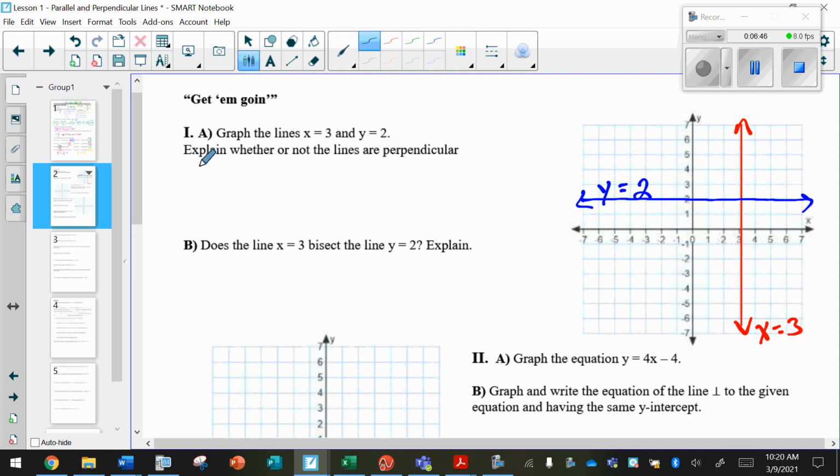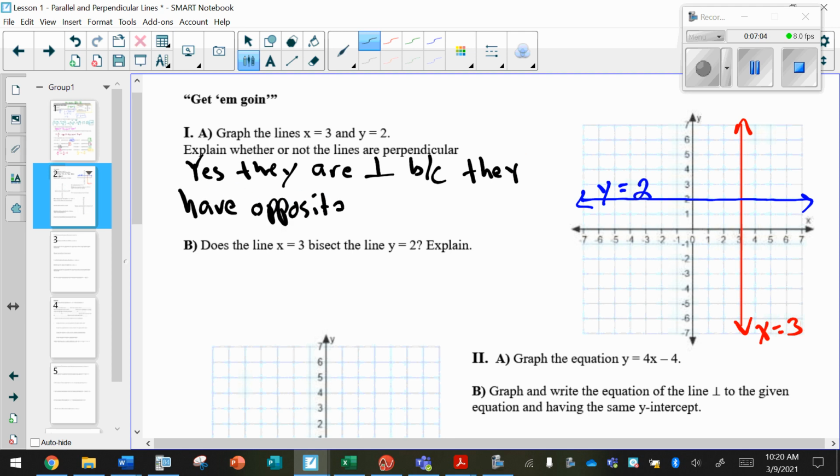These are perpendicular because they have opposite reciprocal slopes. One's vertical and one's horizontal. So they have opposite reciprocal slopes. They are perpendicular.